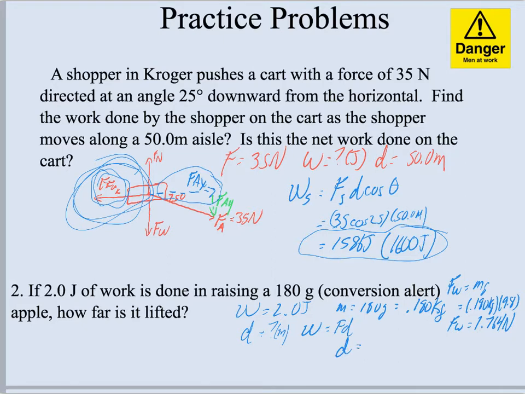But in this case, I have to do a little bit of rearrangement. So the work equals the force times the distance. The distance equals the work divided by the force. Well, the work done was 2 joules. I'm going to put newton meters instead, just to show you where the unit comes from, divided by the force required to lift the apple up. Well, it would be the weight of the apple. If I'm trying to lift something up and it weighs 1.764, then that's how much I have to apply to lift it up at a constant velocity. And we see that the newtons cancel. And so 2 divided by 1.764 gives us 1.1, and then of course meters is the unit.